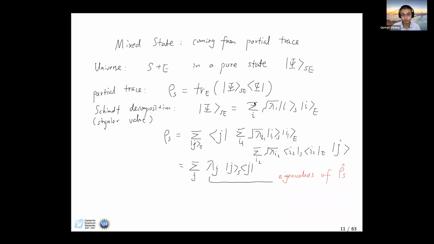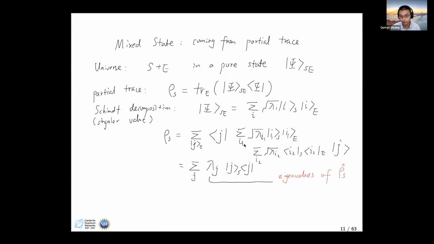Let's take a general example. Let's say S and E are in a pure state psi, and in general we can do the so-called Schmidt decomposition of a pure state, meaning we can always find an orthogonal basis in S and an orthogonal basis in E, such that this general pure state can be written as a superposition of these products of pure states. These lambda i's are going to be the spectrum of the system. If you take a trace, as I said, you can sum over E in any basis, and in this particular case we can sum over the same basis that we use for the Schmidt decomposition.